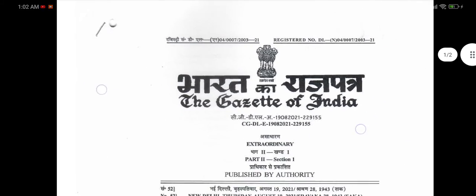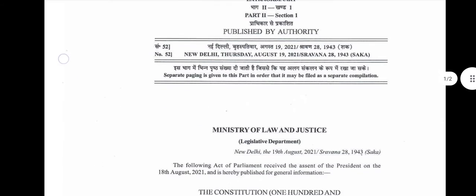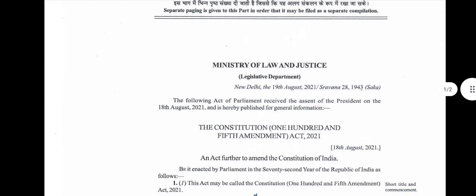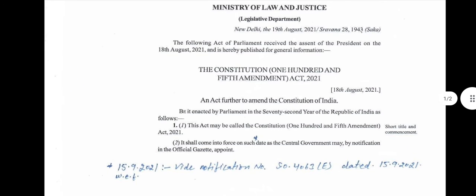so Bharat Rajpatra, the Gazette of India. This is known as the 105th Amendment Act to amend the Constitution of India. The following Act of Parliament received the assent of the President on 18th August 2021 and is hereby published for general information. Okay.